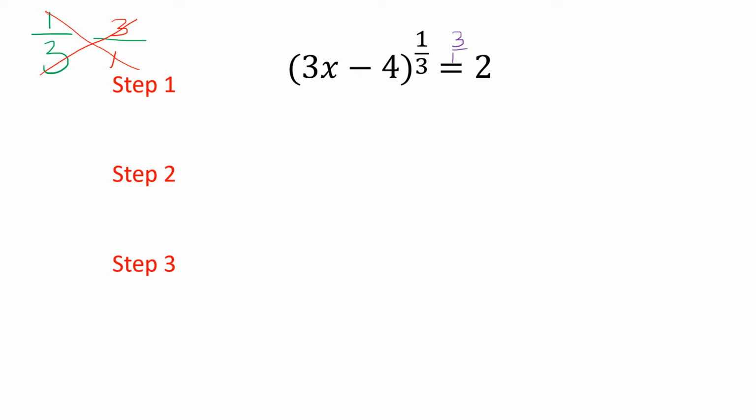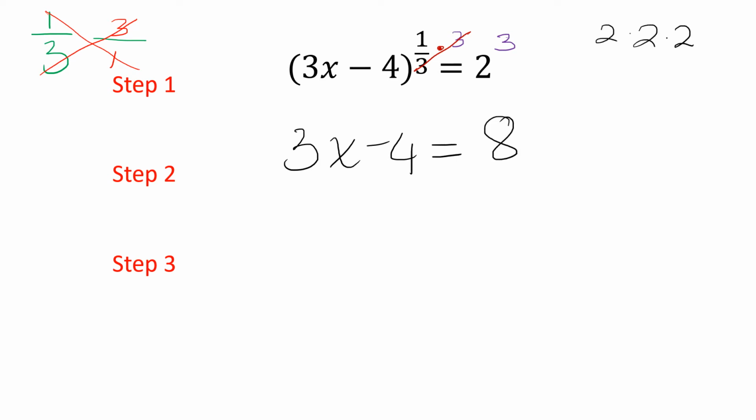Now, whatever you do to the left, you have to do the same to the right. So raise it to the power of 3. Power of 3 is the same thing as 3 over 1, so we're not going to write 3 over 1 anymore, we're just going to write a 3 like that. And remember, we're doing multiplication on the left. So right now, 1/3 of 3 will be equal to 1. So our next step is 3x minus 4 equals 2 to the power of 3, which is the same thing as 2 times 2 times 2, three times. That is equivalent to 8.